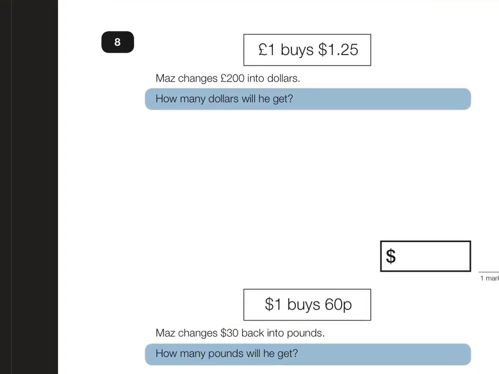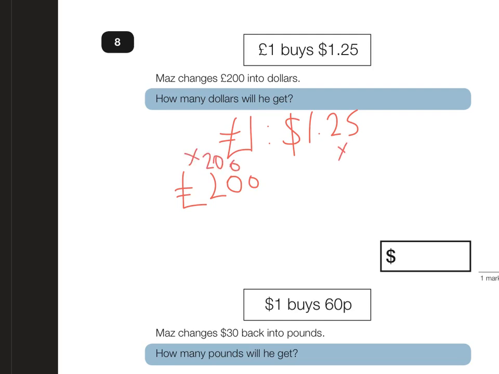Right. Pounds and dollars. Maz changes £200 into dollars. Well, £1 gives you $1.25. £200, I would have to times that by 200, times this by 200, which is $250. You've got a calculator, use it.